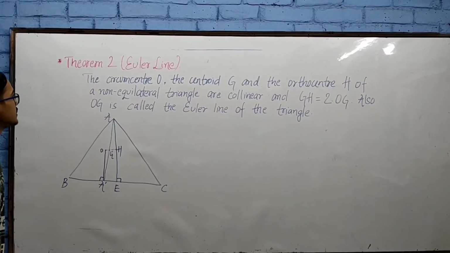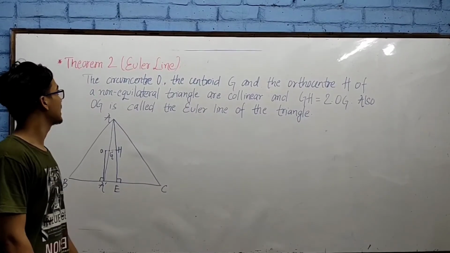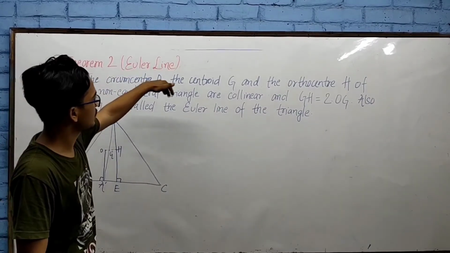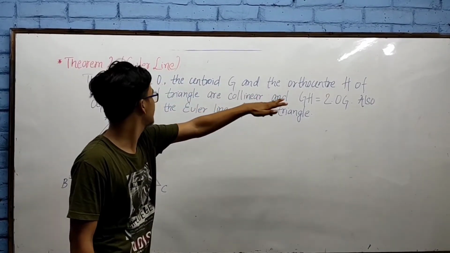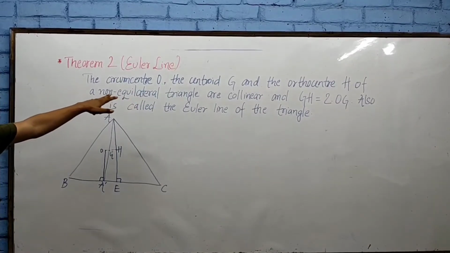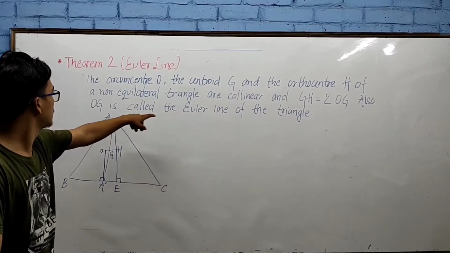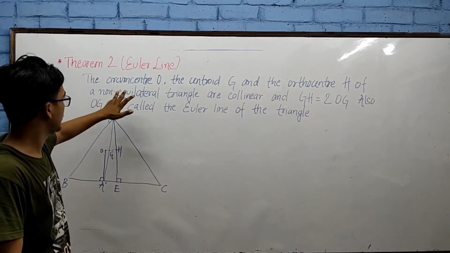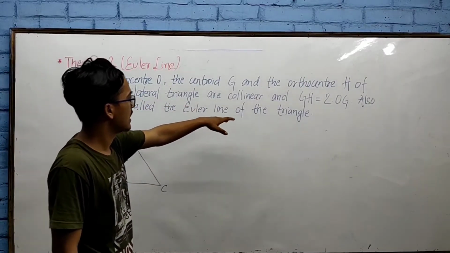Moving to theorem number 2, that is the Euler line theorem. I will read the statement. The circumcenter O, the centroid G, and the orthocenter H of a non-equilateral triangle are collinear. You must note it. This statement is talking about a non-equilateral triangle.